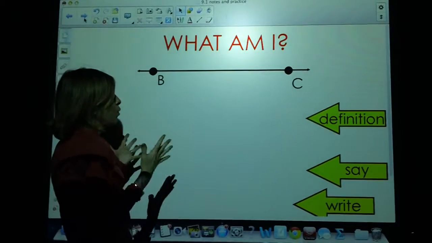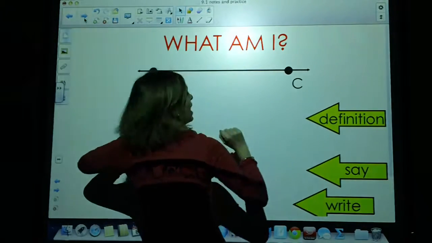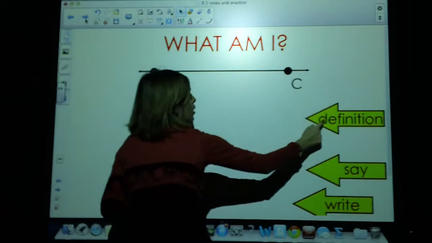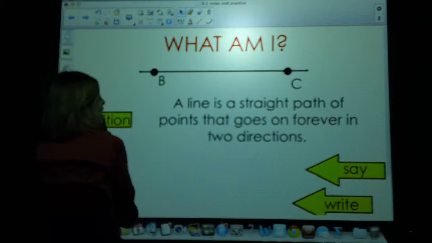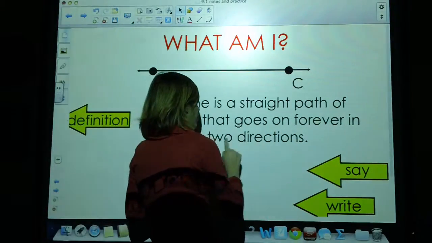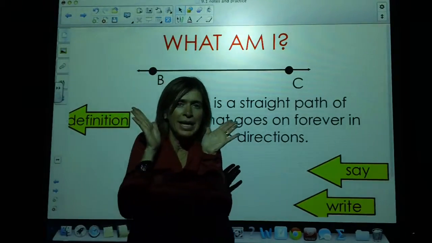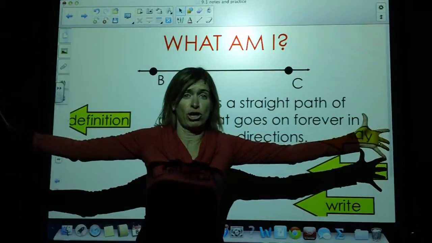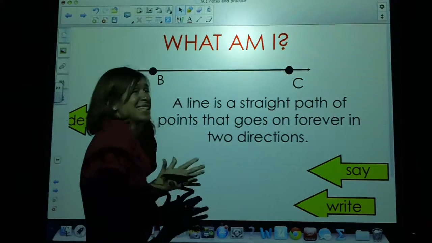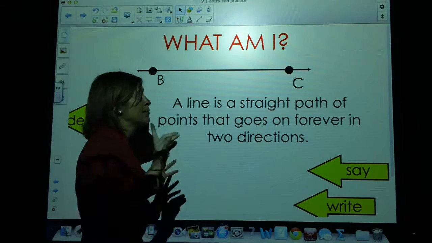All right, this, what am I? So I'd like you to draw it. You have a line with two arrows at the end and at least 2 points on it. Point B and point C. What am I? I'm a line. A line is a straight path of points that goes on forever in 2 directions. So the arrows at the end indicate that I am going in those directions forever. If the arrows are not there, it is not a line, okay? That means it doesn't go on forever. And there are a couple of cases where it may mean line, but it'll say it.